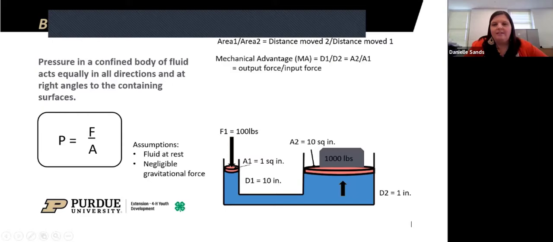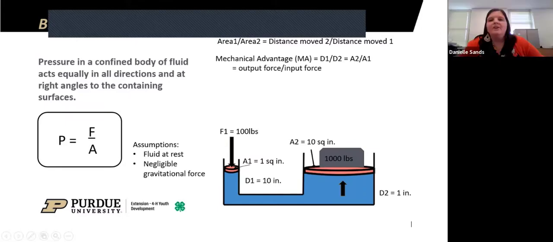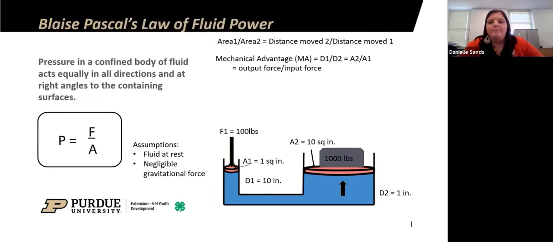Are you ready for the next equation? Yeah. Okay, mechanical advantage is equal to D1 divided by D2, or A2 divided by A1. And you can also say it's the output force divided by the input force.